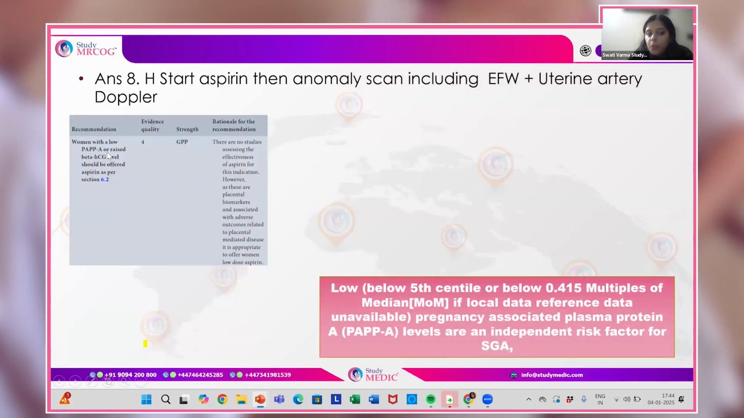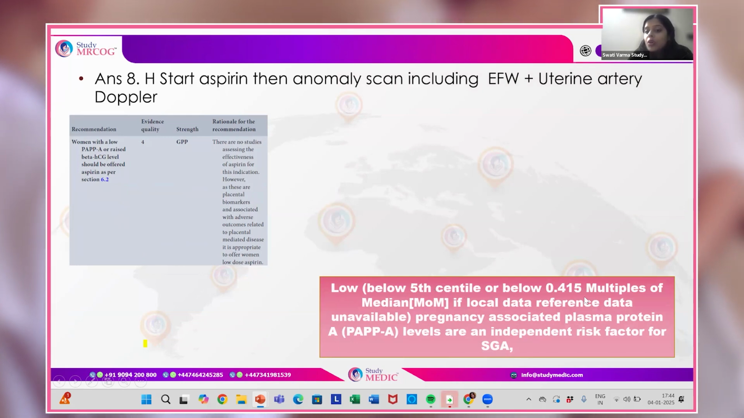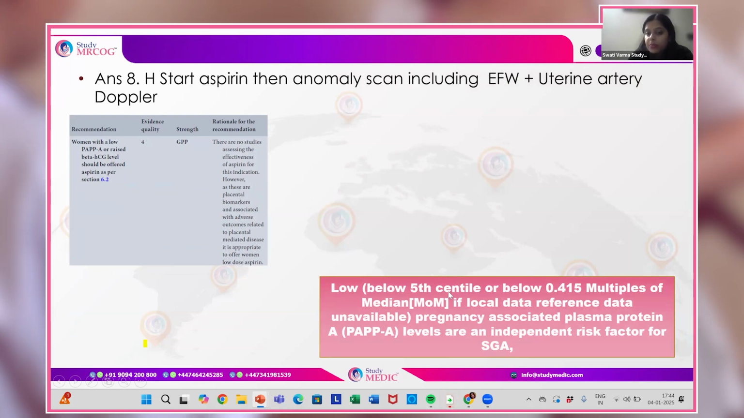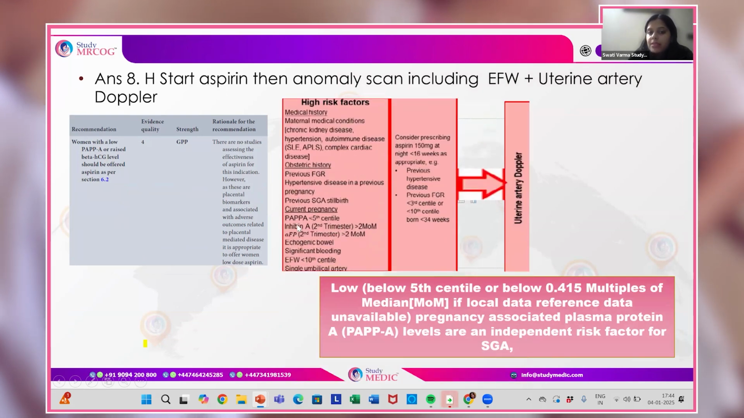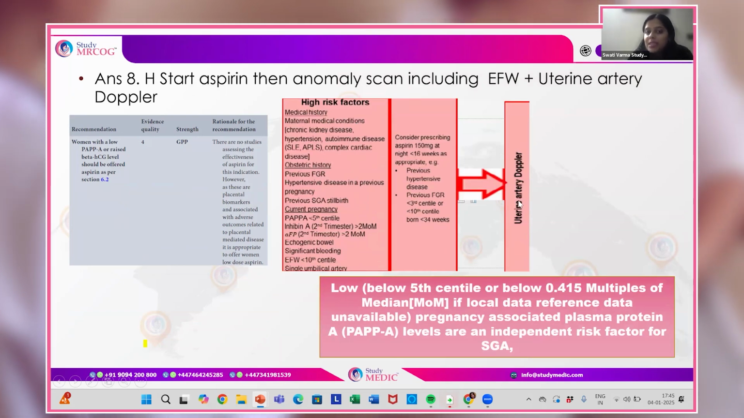So look, women with a low PAPP-A should be offered aspirin. Low PAPP-A means either below 5th centile or below 0.4 MoM. Okay, both you should know. And yes, PAPP-A less than 5th centile is a high risk factor. So uterine artery Doppler along with the EFW at anomaly scan is required.